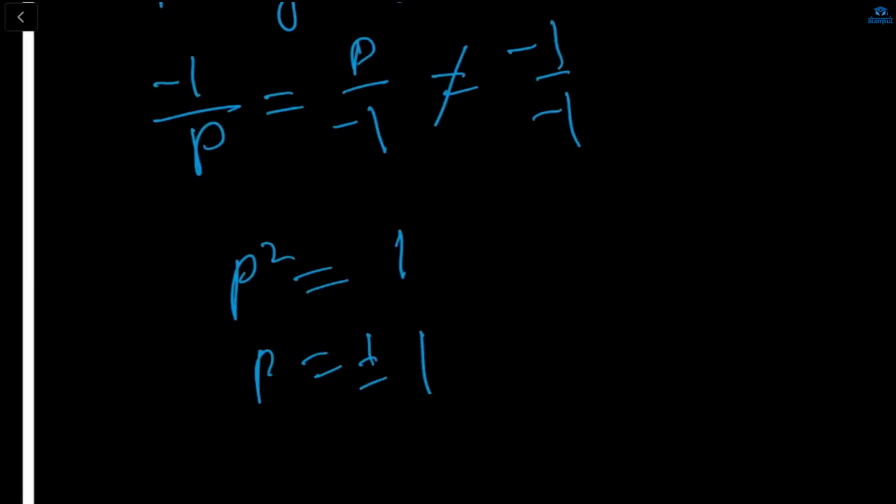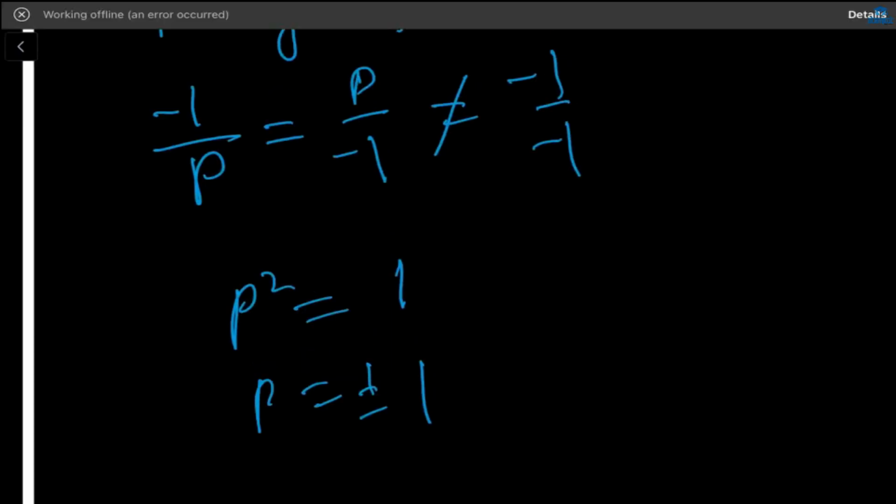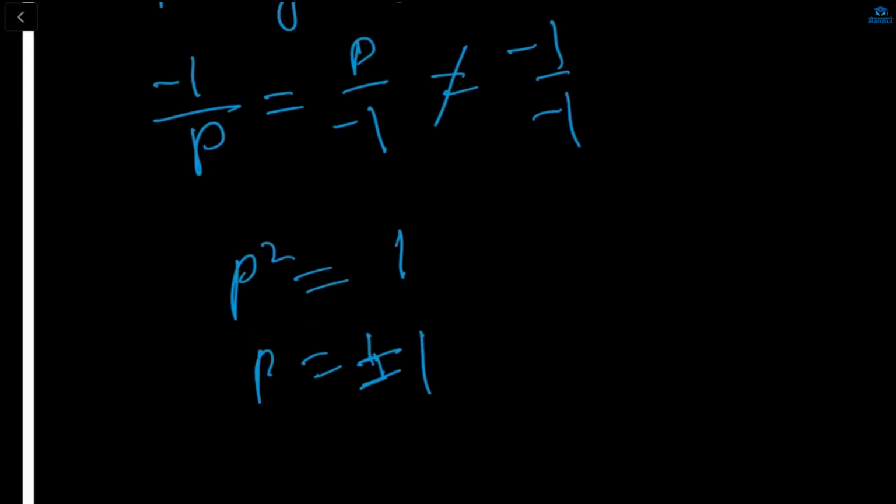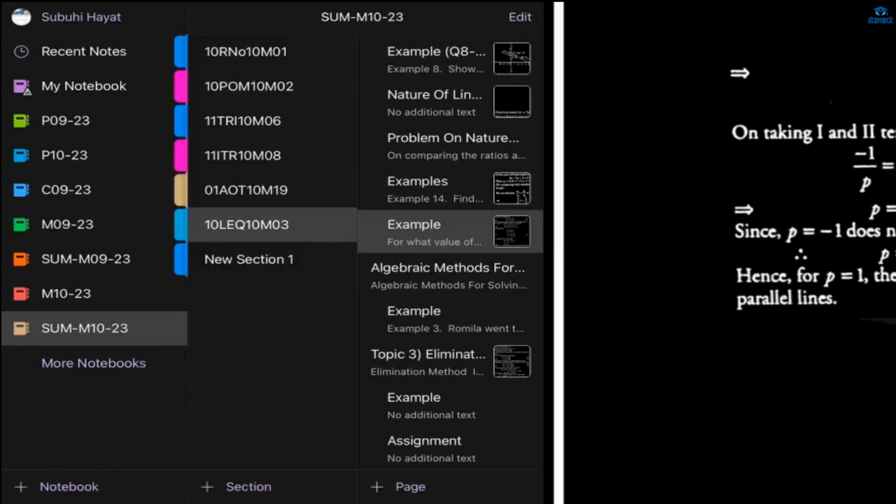Have you got the answer, everybody? Value will be plus minus 1. Okay, because we have found the root 1. Any doubt? Rudrania, have you got the answer? Yes, ma'am. Shall we move to the algebraic method?